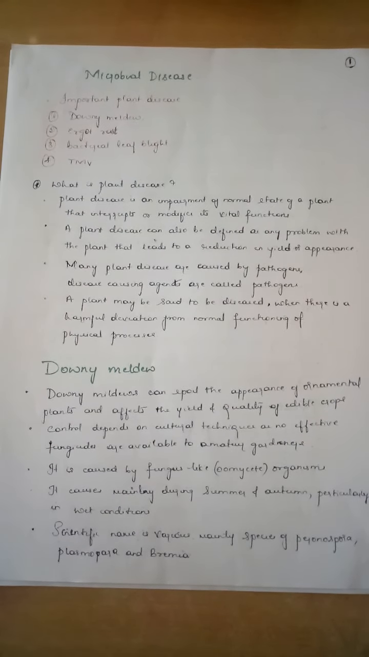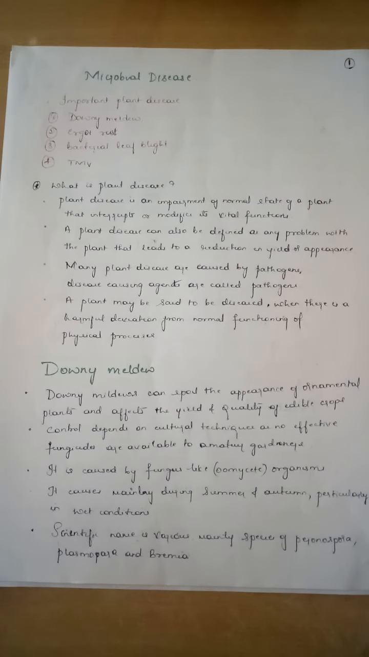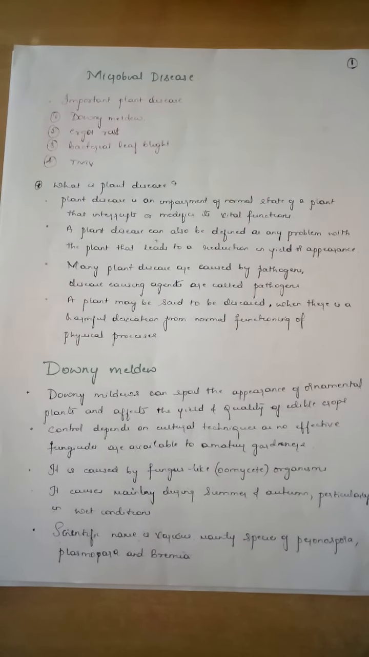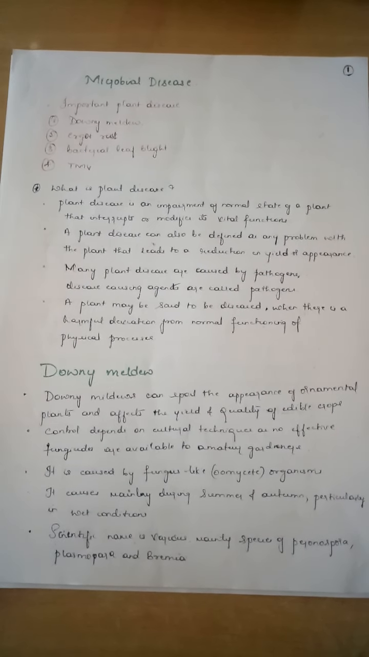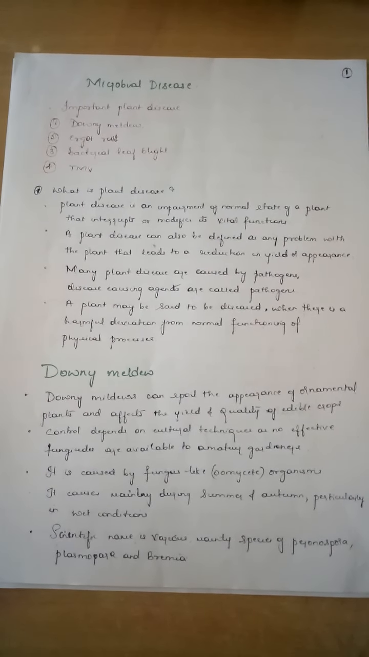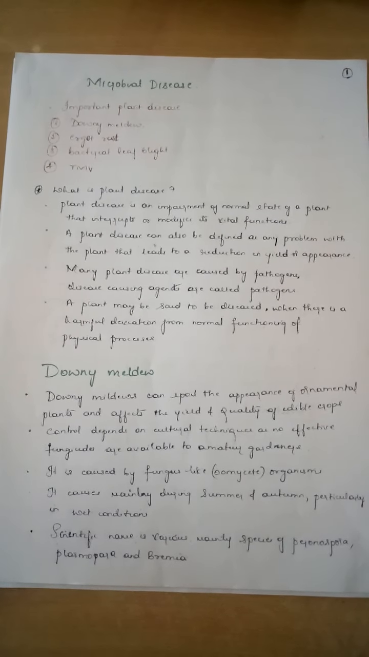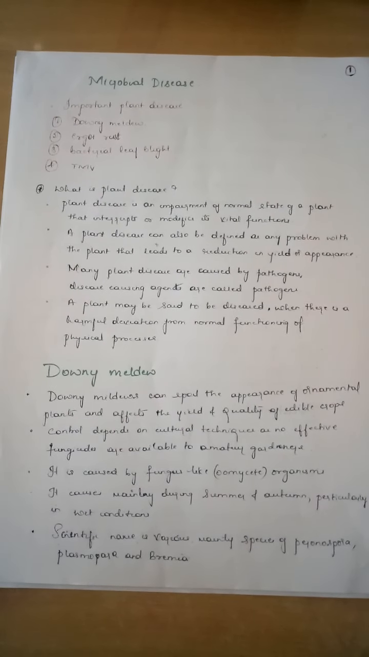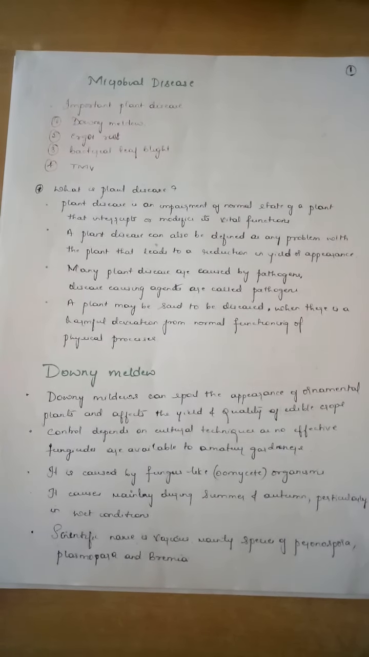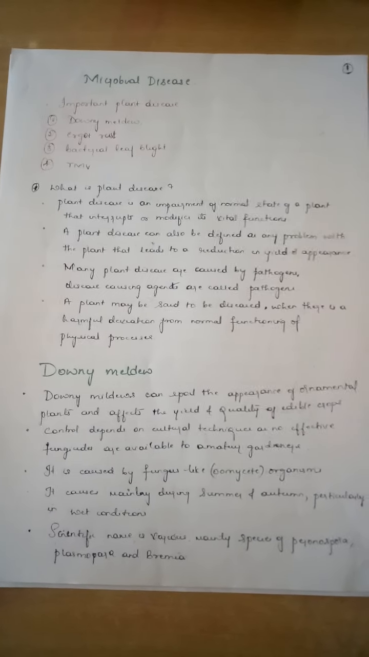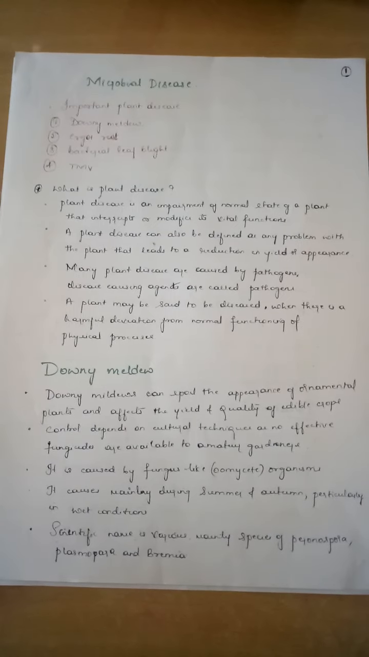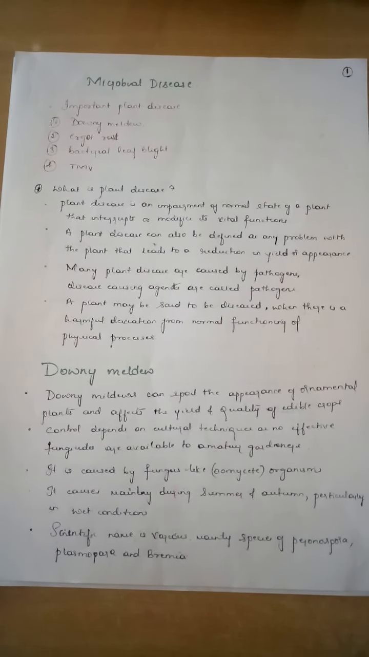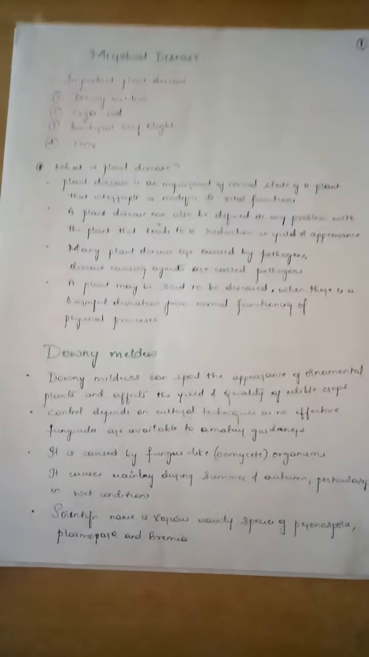It is caused by a fungus-like oomycete. It occurs mainly during summer and autumn, particularly in wet conditions. The scientific names vary, mainly species of Peronospora, Plasmopara and Bremia.